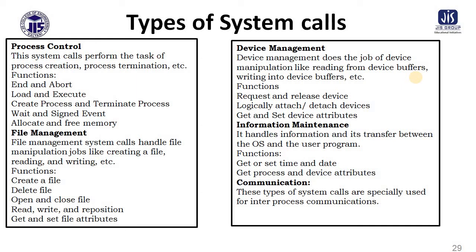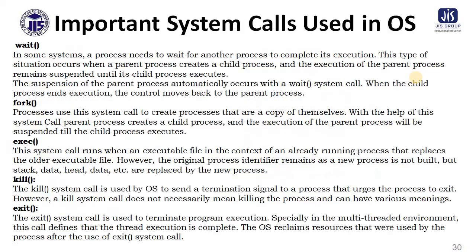For communication, these types of system calls are specially used for inter-process communication. Okay? So these are some important system calls used in an operating system. The number one is wait. In some systems, a process needs to wait for another process to complete its execution.